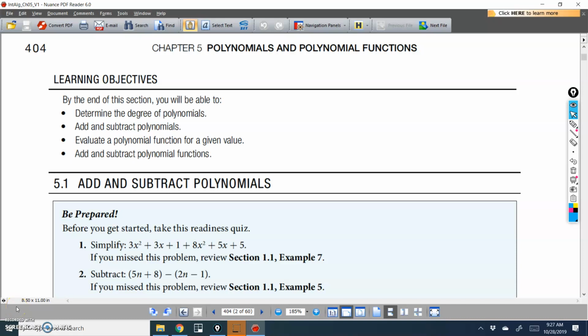Hi guys, this is Intro to Polynomials, and in this section we will do determining degrees of polynomials, adding and subtracting polynomials, evaluating a polynomial for a given function, and adding and subtracting polynomial functions. And we'll go over most of the stuff that is relevant to what you guys have in the homework here.